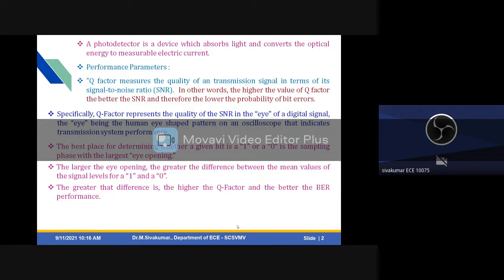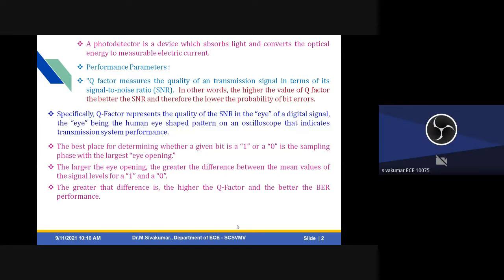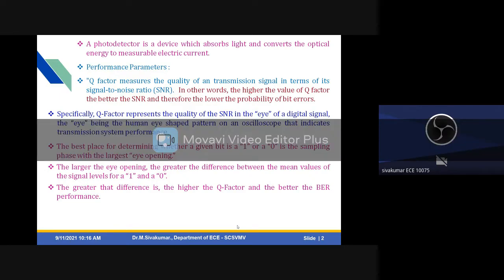Next, the Q factor represents the quality of SNR in the eye diagram. Last class itself we analyzed it along with the bit error rate. We can also see the eye diagram. Specifically, the Q factor represents the quality of signal to noise ratio in the eye format. The eye is a digital signal pattern, shaped like a human eye, on an oscilloscope. That indicates transmission system performance.